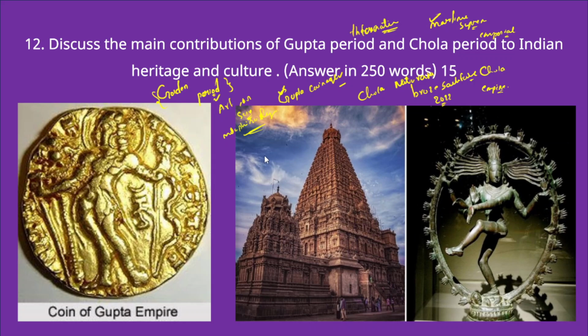The temple you are seeing here is the Thanjavur Brihadeshwara temple, which was built by Rajaraja Chola. On the right, you can see the bronze statue of Nataraja belonging to the Chola period. And here is the coin of the Gupta Empire, the gold coin.